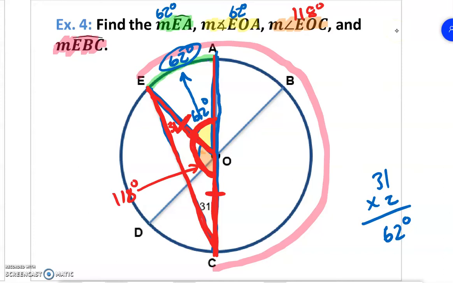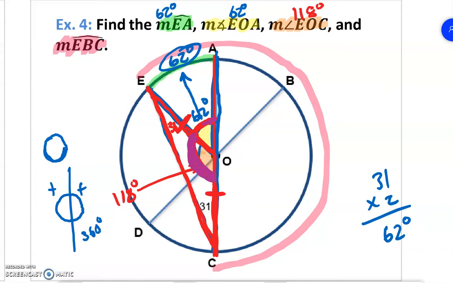Lastly is arc EBC. So we should know that a circle is 360 degrees, right? A half a circle, a straight line, is 180. The other half is 180. Together, if I add them together, I get 360 degrees, a full circle, right? So what we know is, I'm going to use purple here just to kind of differentiate. We know the measurement from here to here. That's what we just figured, right? We know that that's 118 degrees, right?